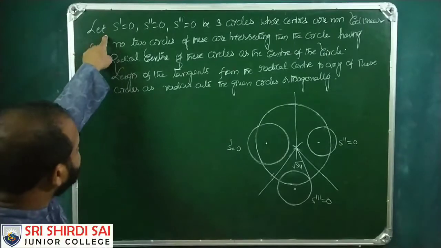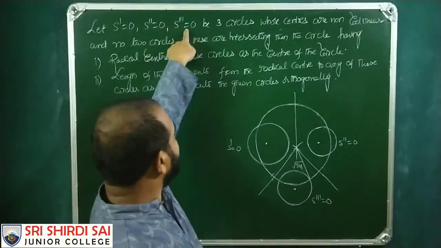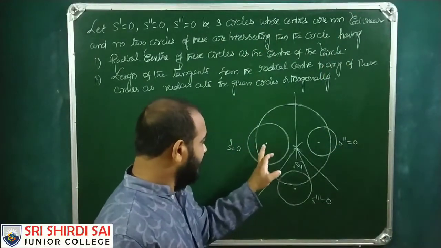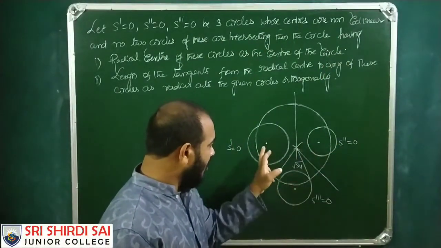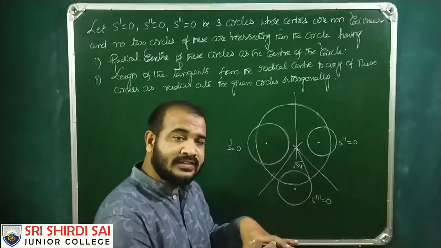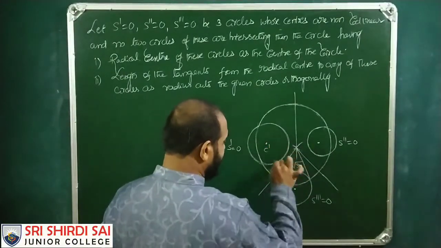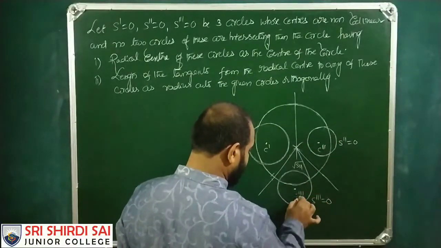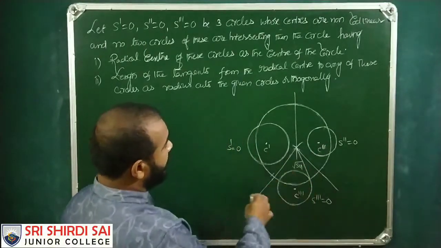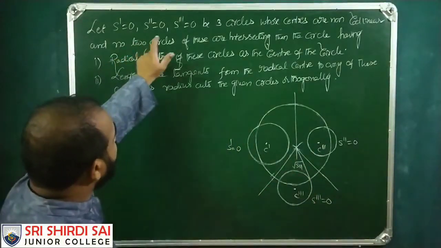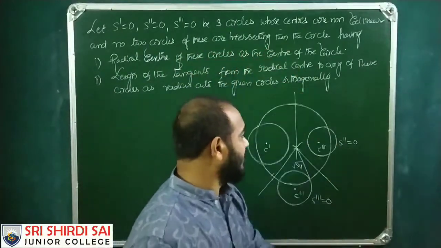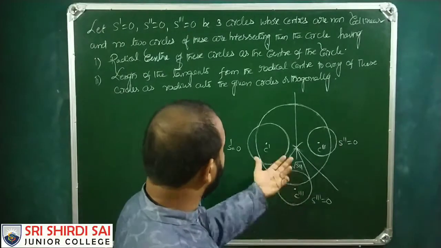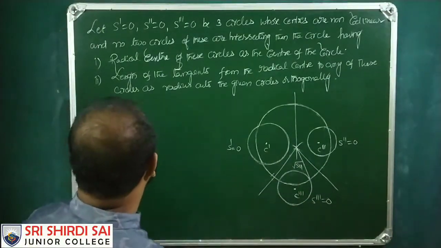Let S dash equals 0, S double dash equals 0, S triple dash equals 0 be three circles whose centers are non-collinear. Clearly, the centers of these are non-collinear. All these points are not lying on the same line. So these are C dash, C double dash and C triple dash. These three are not lying on the same line. And no two circles of these are intersecting. These three circles are not cutting each other.